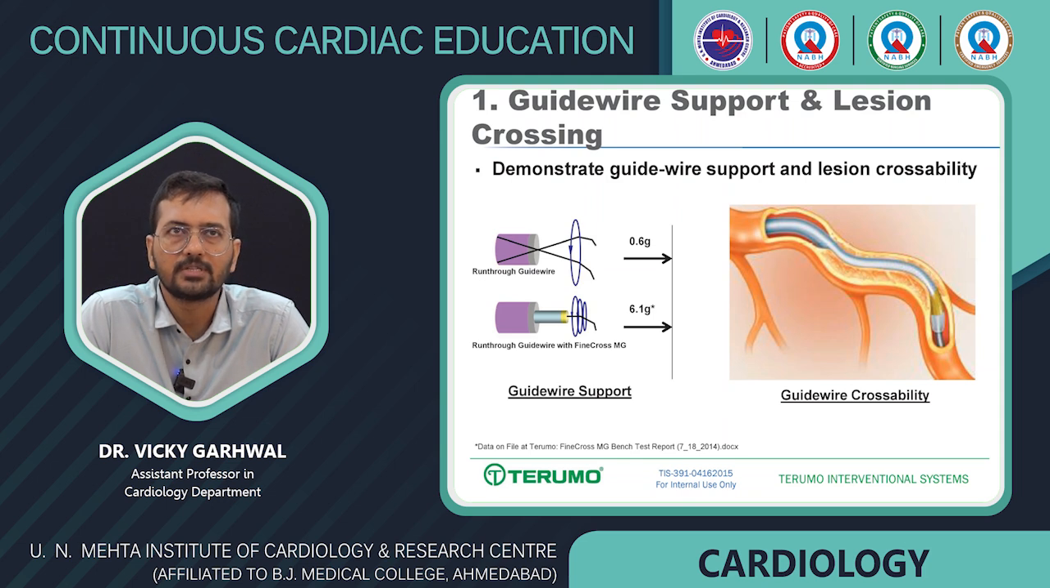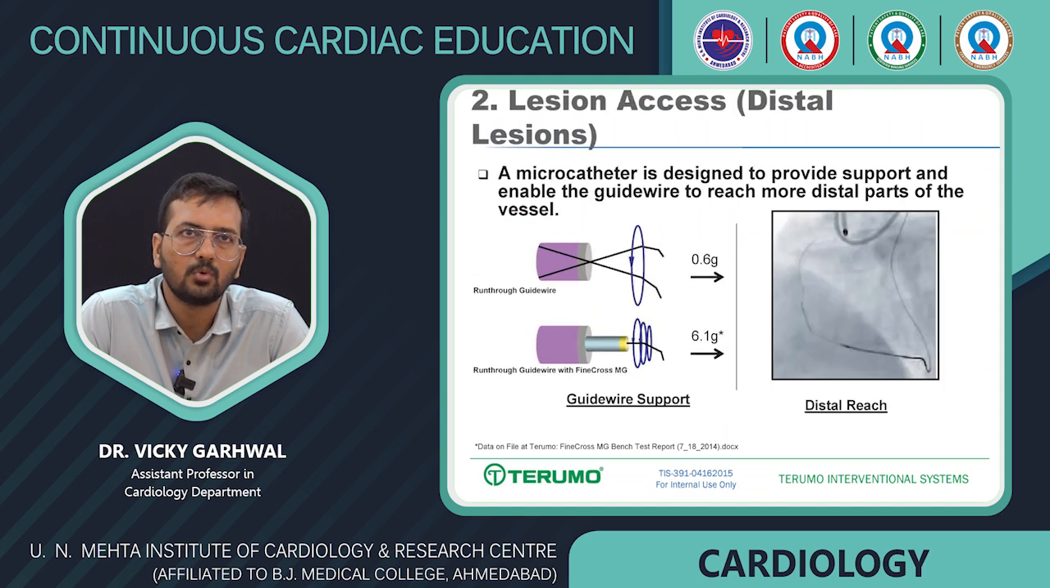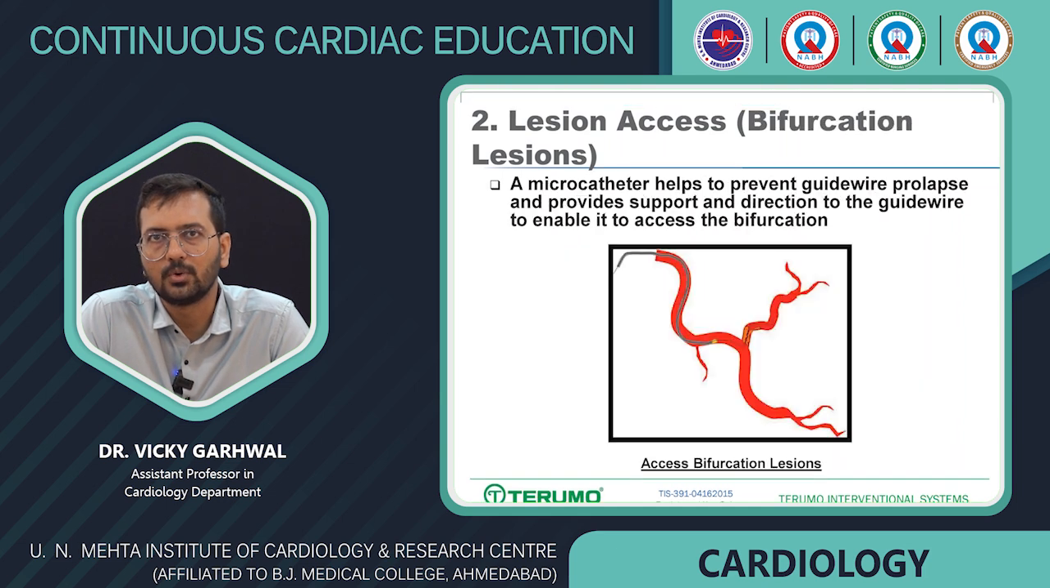Microcatheter, as we see in the first diagram, a run-through guide wire is passing through the lesion. It has a tip load of 0.6 gram. As we pass the run-through guide wire through the microcatheter, it becomes 10 times, and its tip load becomes 6.1 grams. So they provide support and easy lesion crossability because of the high tip loads and easy supportability. For distal lesion assessment, in this diagram we are showing an RCA CTO crossable through the septal branch, through the septal approach. So they provide easy lesion access in CTO lesions.